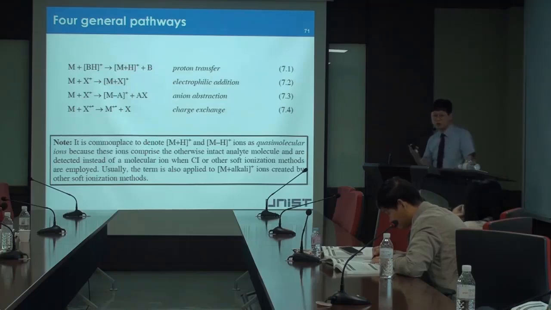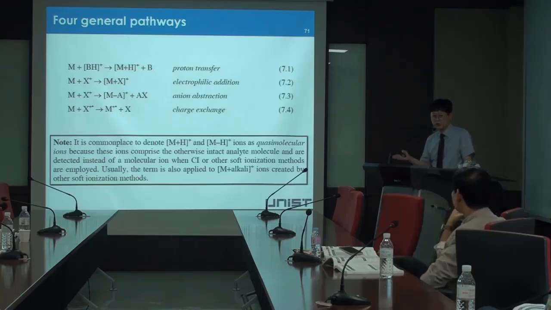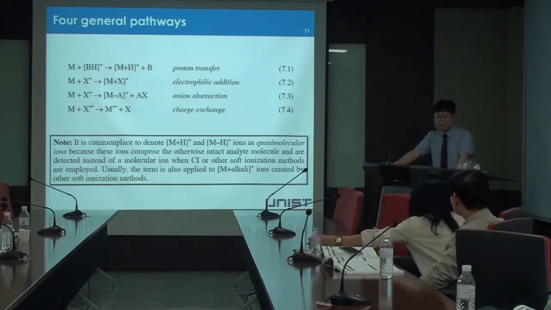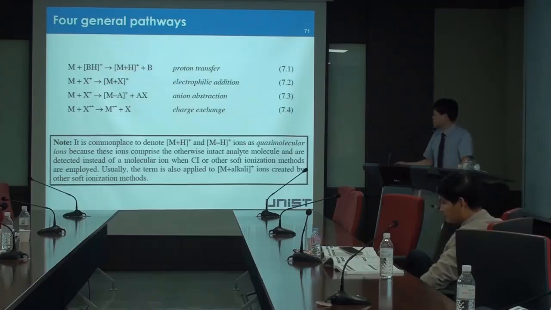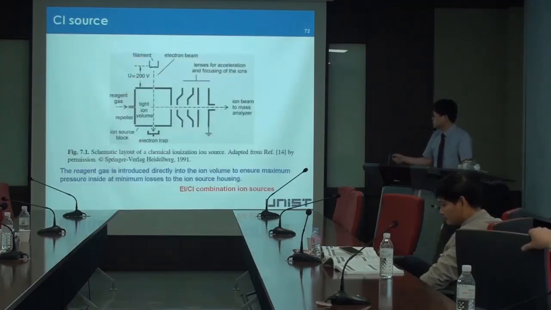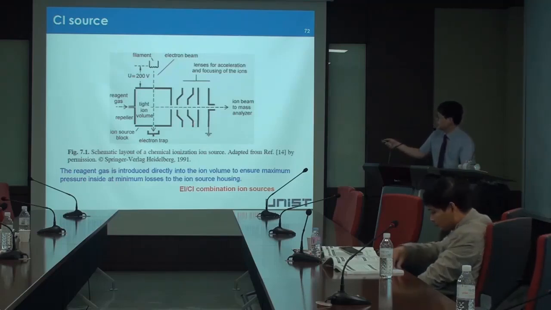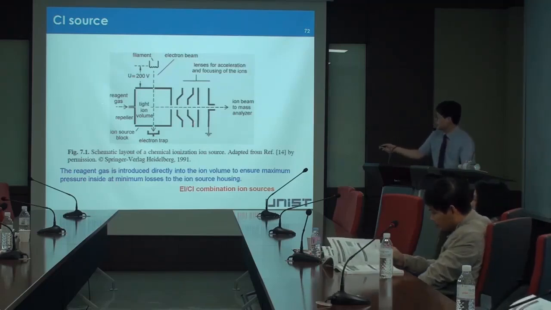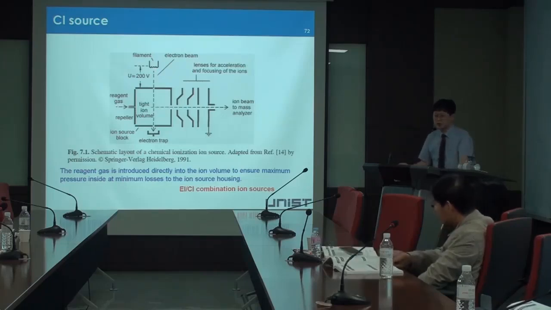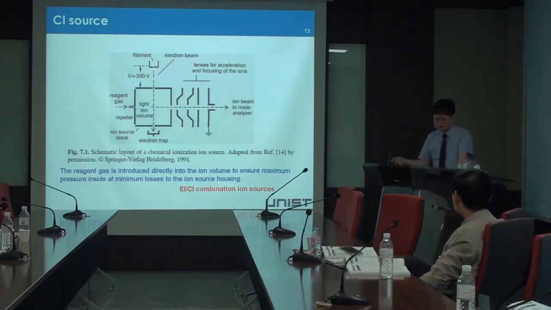But right now we mostly use EI. Still, EI is the general option. For CI, you can use it only for different chemicals. Okay, the CI source is the same as EI, except the filament. There is no electron beam, but we can add reagent gas to the ion source. Okay, the structure is very similar.